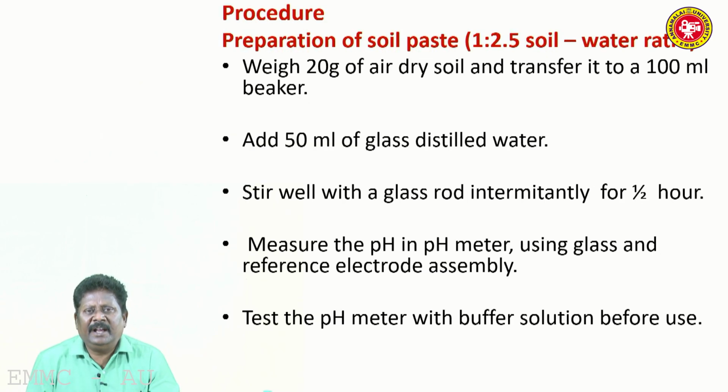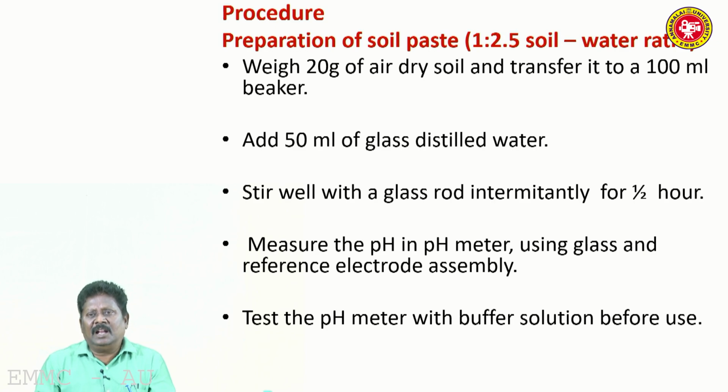The procedure for finding out the pH of the soil: you have to prepare a soil paste, soil saturation paste, or soil water extract, or soil water ratio. There are different ratios you can employ, 1:2.5, 1:5, depending upon the purpose. For routine analysis, we use the 1:2.5 ratio, one part soil and 2.5 parts water.